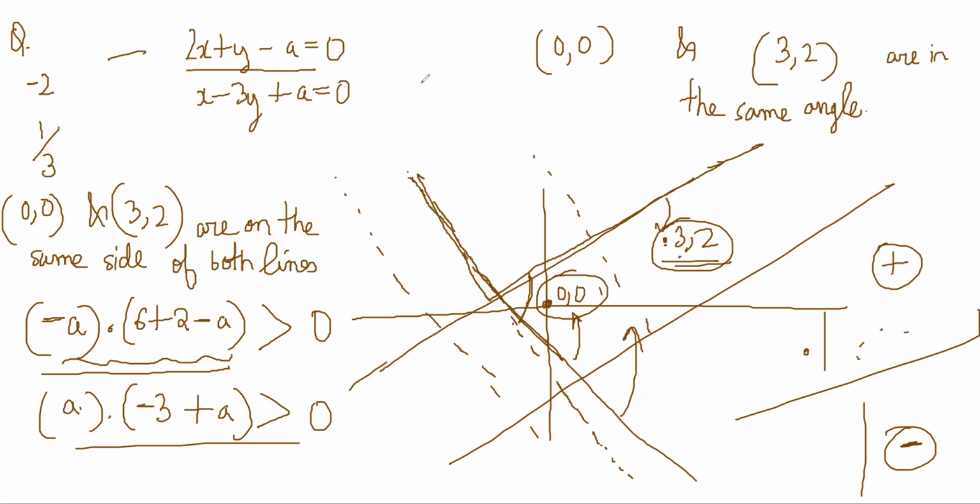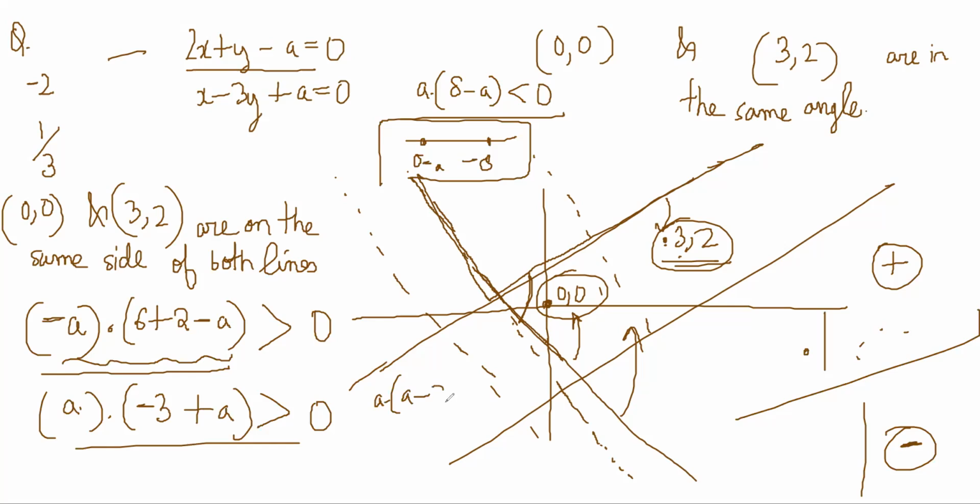Now from here you can start finding the range. So this is a into 8 minus a is less than 0. And that means that it is between 0 to 8 from the first one. A is between 0 to 8. From the second one, it is a into a minus 3 is greater than 0. Then a is either greater than 3 or less than 0. But less than 0 cannot happen because both the conditions have to be true. So a is greater than 3 and less than 8. That gives 3 to 8. So 3 to 8 should be the answer here.